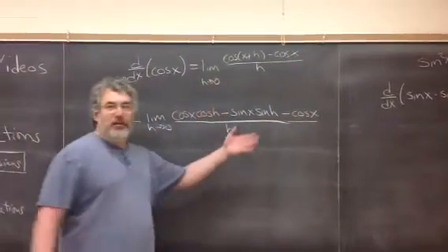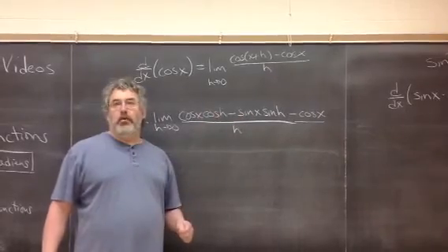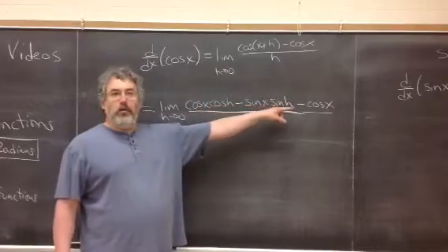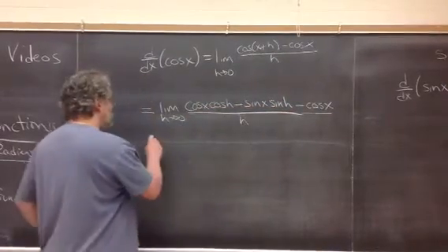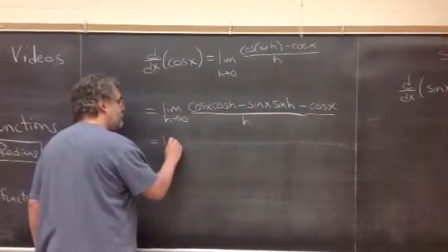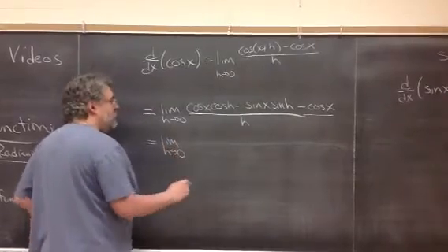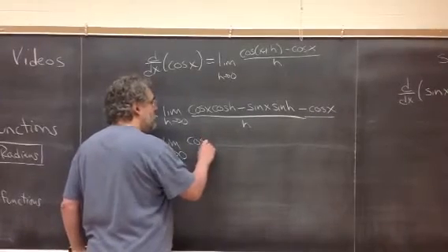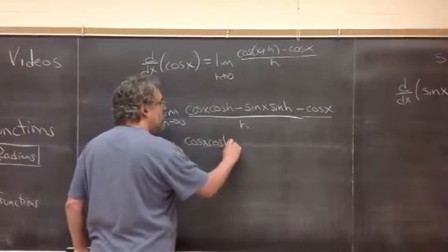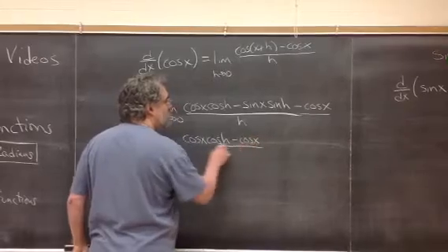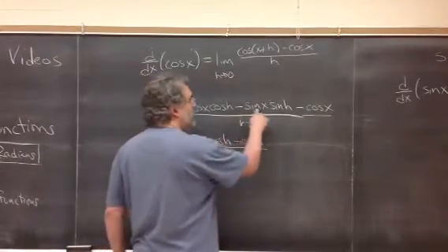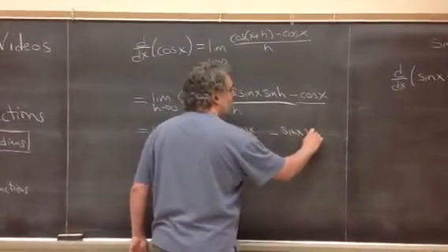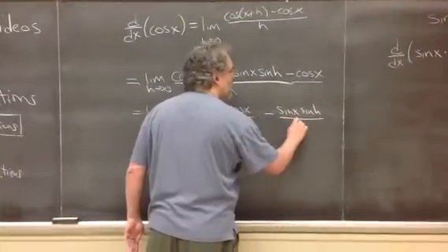Now this may look like a lot of mess, but we can factor pieces out and clump it together. This first one and the last one both have a cosine of x in them. So if I rewrite this, I'm going to just write those two over h. So I have cosine of x, cosine of h minus 1 all over h. The other piece, this minus here, this is also minus the sine of x, sine of h over h.